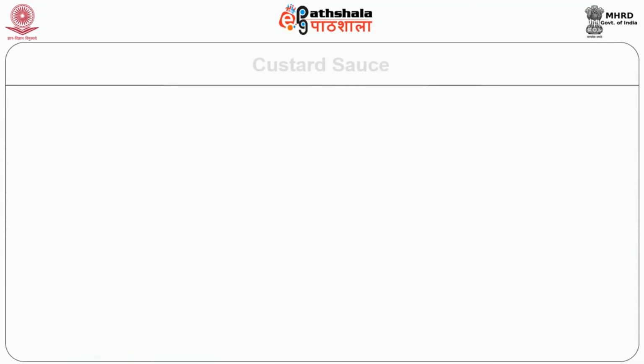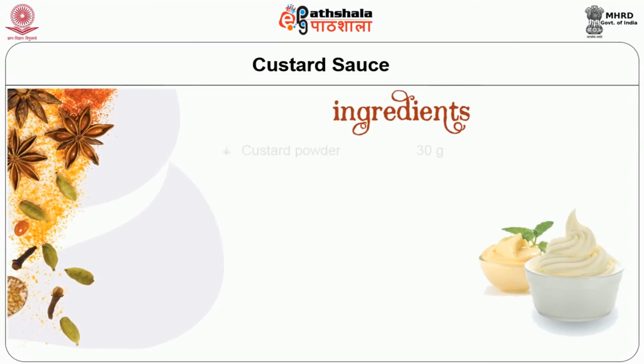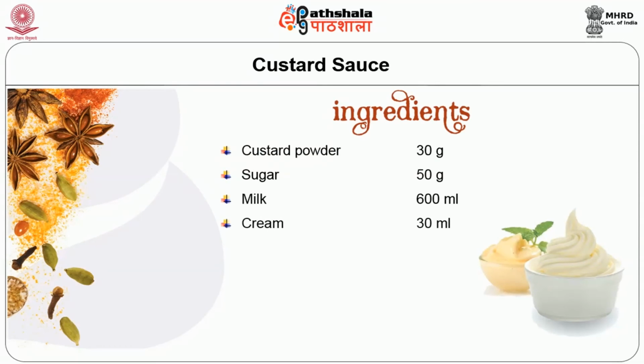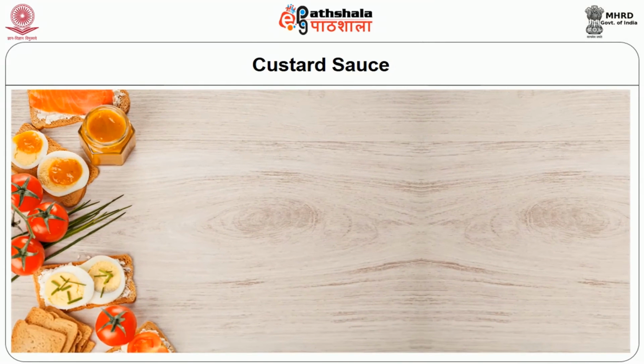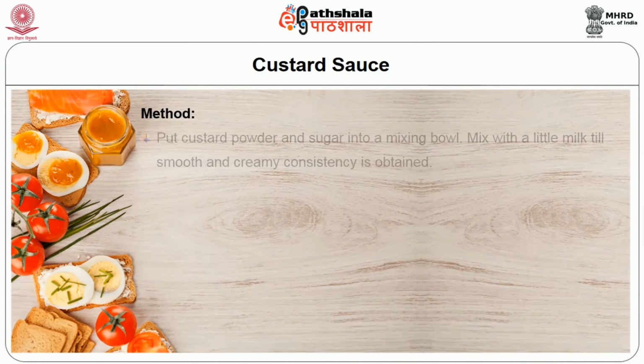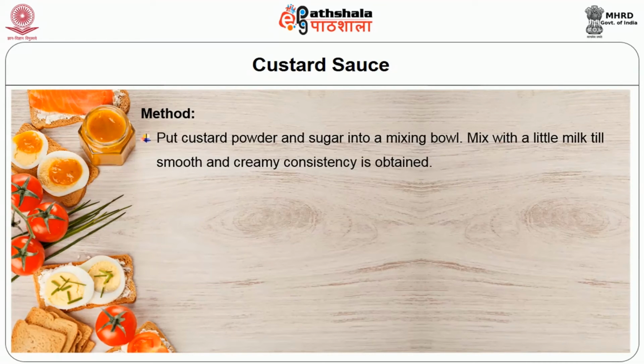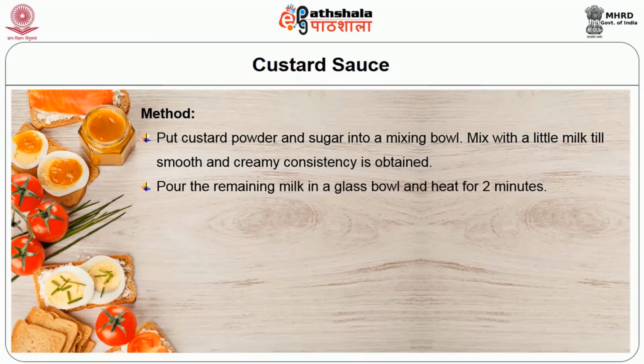Coming to the custard sauce, the ingredients used are custard powder, sugar, milk and cream. First, put the custard powder and sugar into a mixing bowl. Mix with a little milk till it is smooth until you get a cream consistency. Now, pour the remaining milk in a glass bowl and then heat it for 2 minutes.